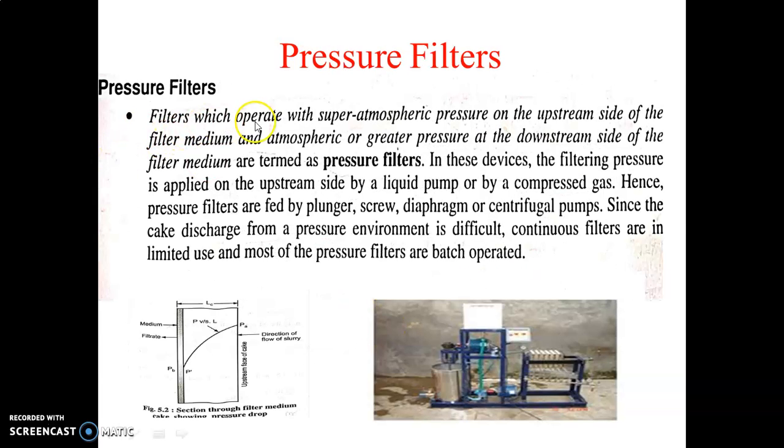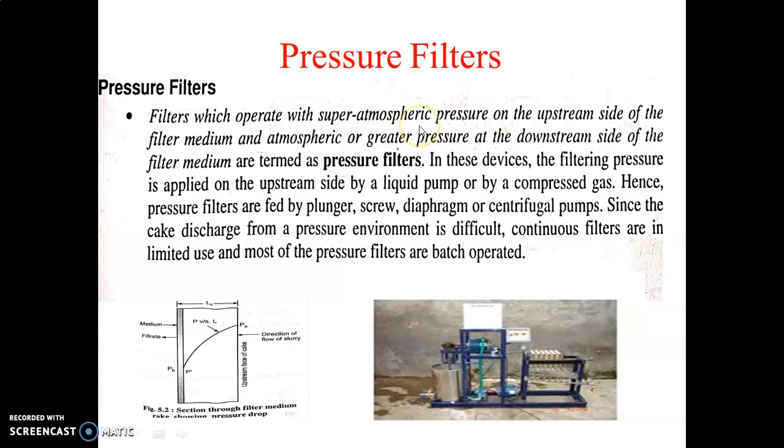So the pressure filter, how do you define the pressure filter? Filters which operate at a superatmospheric pressure on the upstream side of the filter medium and at atmospheric or greater pressure on the downstream side of the filter medium are termed pressure filters. So what is meant by superatmospheric pressure? When the pressure is greater than the atmospheric pressure, that is called superatmospheric pressure. And we know that 1 atmospheric pressure is equal to 760 millimeters of mercury.